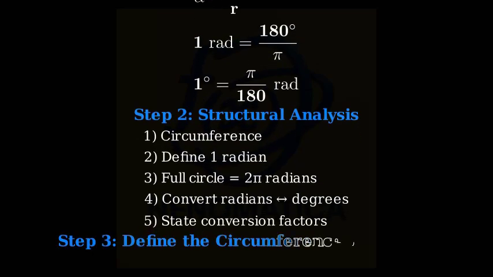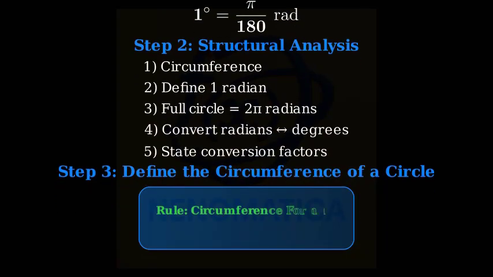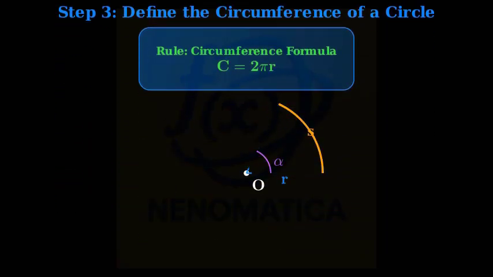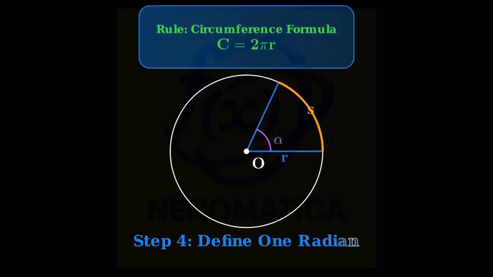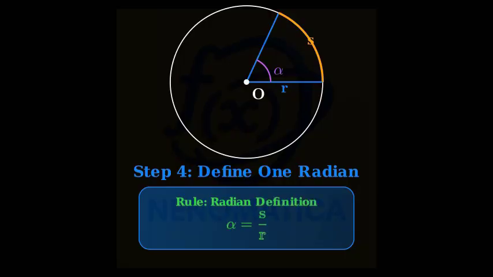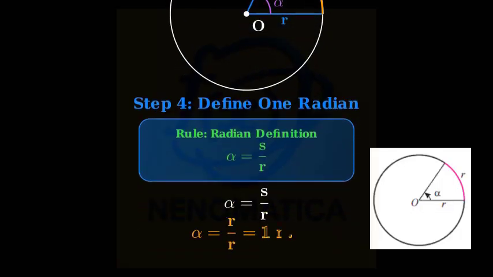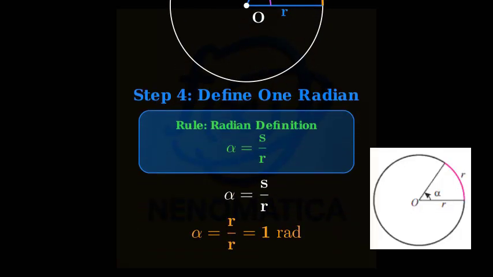Step 3. Define the circumference of a circle. The circumference equals 2 pi times the radius. Step 4. Define 1 radian. The angle in radians equals arc length divided by radius. When the arc length equals the radius, the angle equals 1 radian.